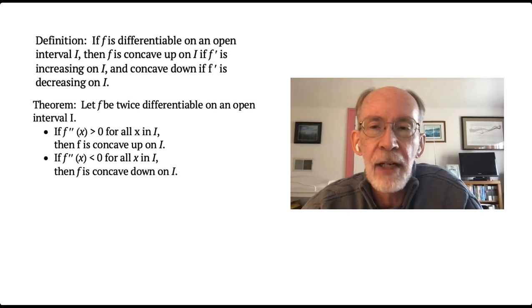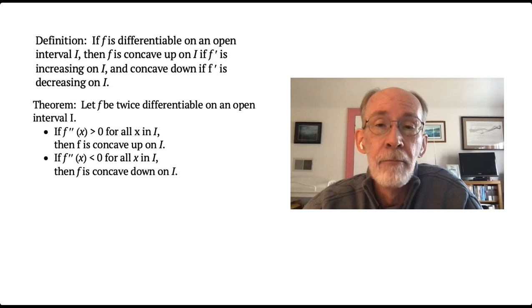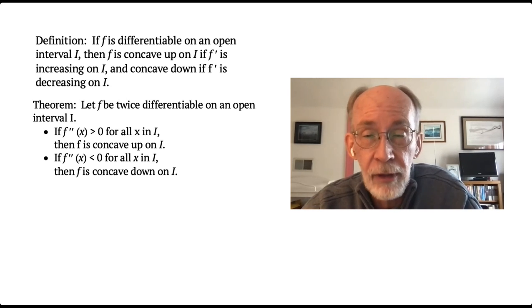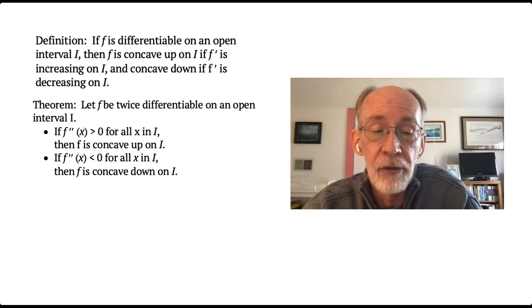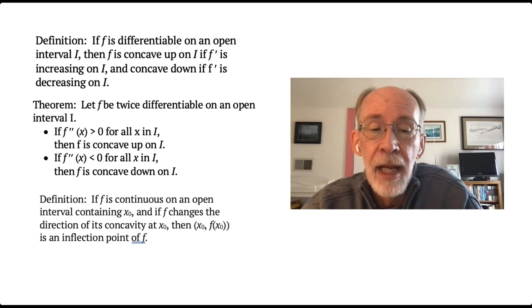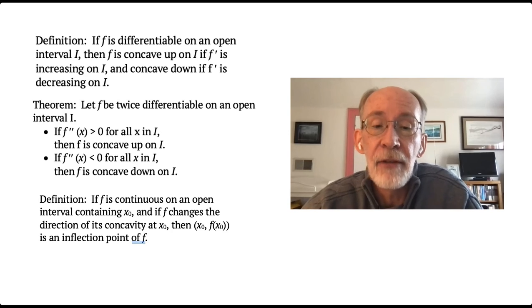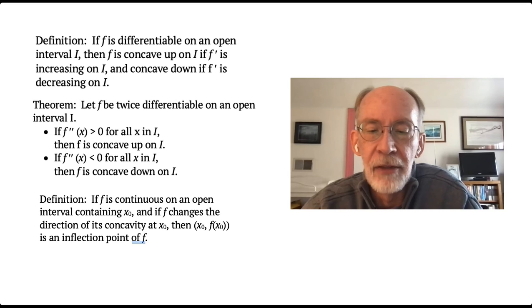So we basically have one of two ways of distinguishing concave up from concave down, and they're both equivalent. Is the first derivative increasing or decreasing? Is the second derivative positive or negative? And finally, just a piece of terminology. If f is continuous on an open interval containing some value x naught, and if f changes the direction of its concavity at that value, then that point is said to be an inflection point of f, the point x naught, f of x naught.